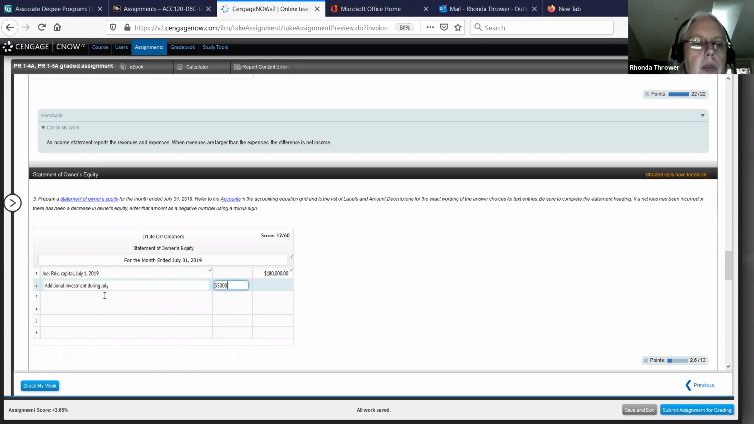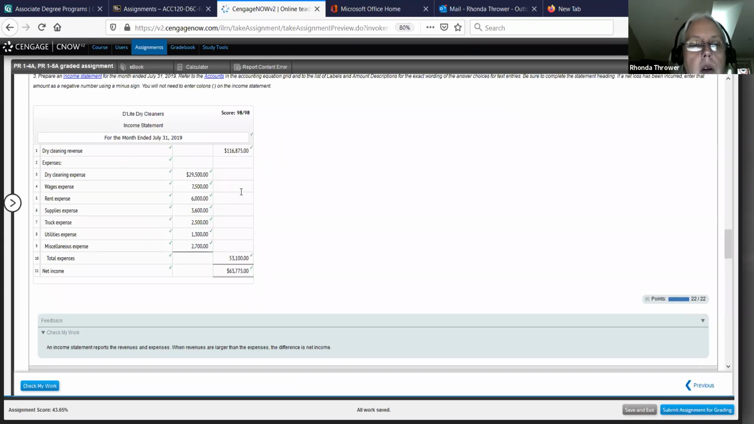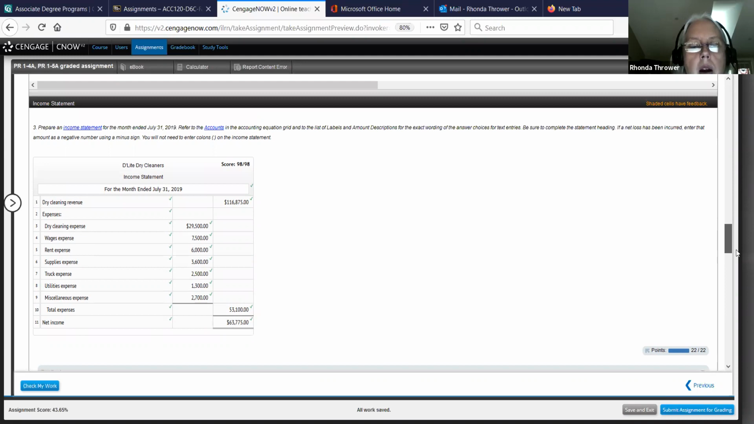Then we need to think about the other things that will affect owner's equity. Remember, the owner's investments will increase owner's equity, and so will the revenue. Well, the revenue we've already recorded in our income statement. We're not going to write it down again. Our expenses we've also recorded in the income statement up here. No need to write them down again. We've already done that. But what we haven't done is shown that the net income will add to our owner's equity.